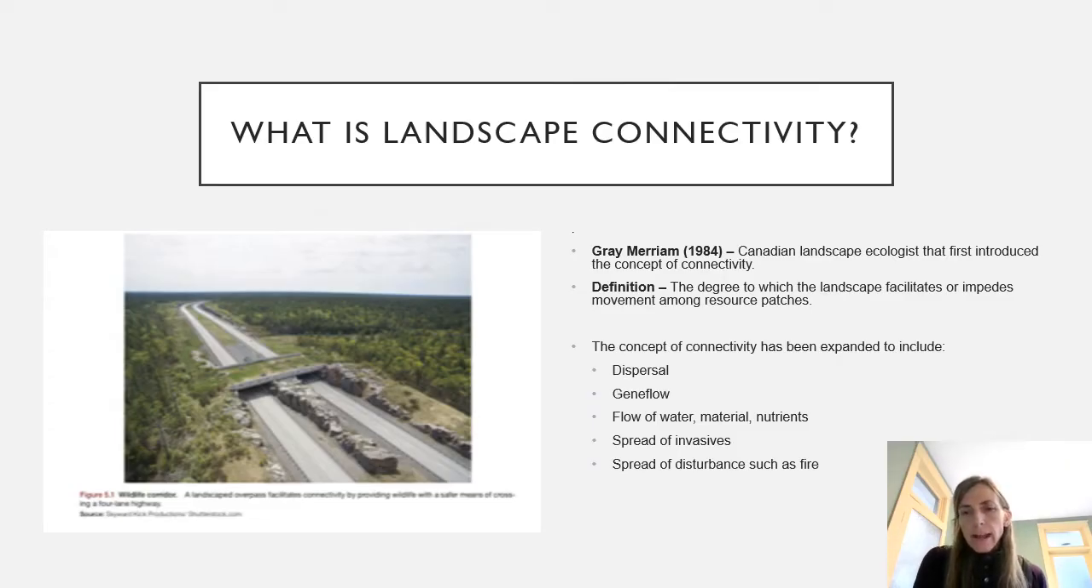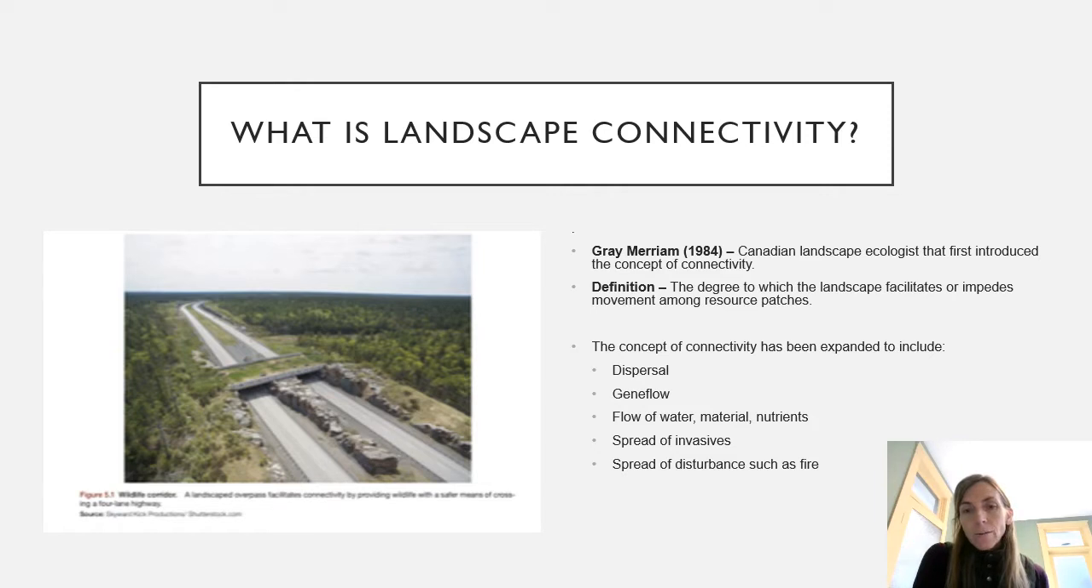A Canadian landscape ecologist first introduced this concept of landscape connectivity as structural connectivity, physical connectivity between landscapes. The working definition, originally, was the degree to which a landscape facilitates or impedes movement among resource patches.